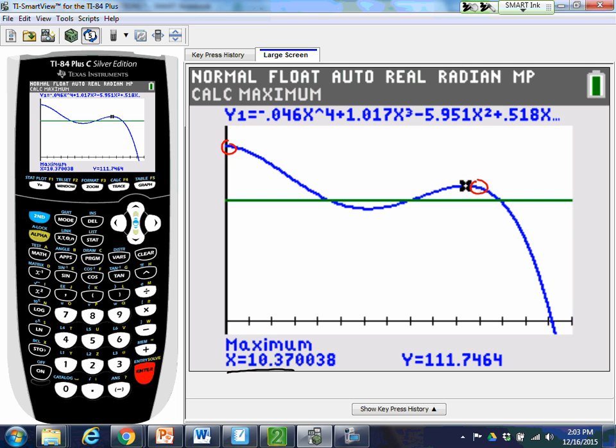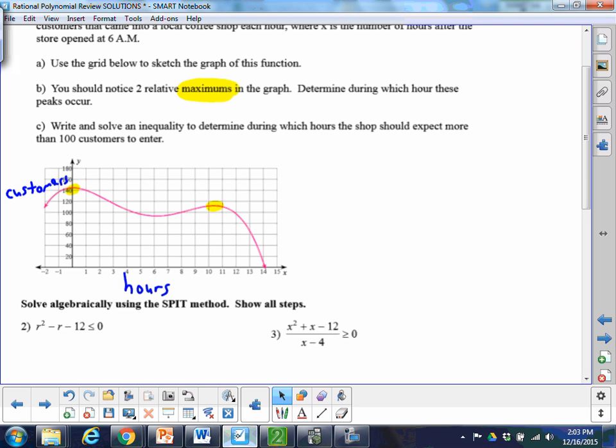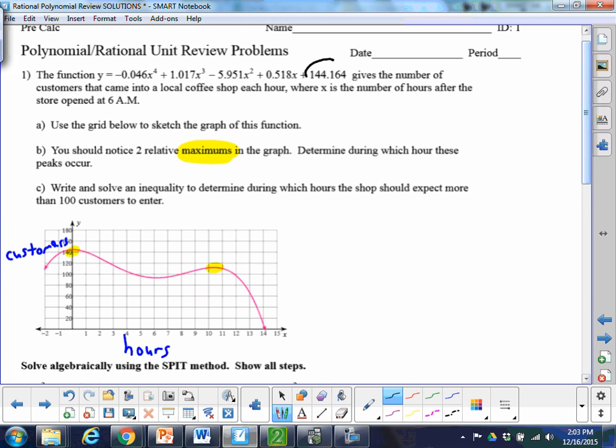Okay, and the other one, it turns out, would actually be just the y-intercept. So you could tell from the equation that the y-intercept was just the constant term in there. So I'd go with the 144 at 0 hours, and then the other one that we just showed over here.